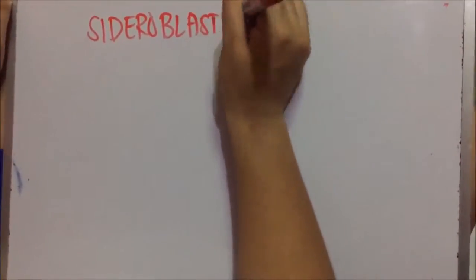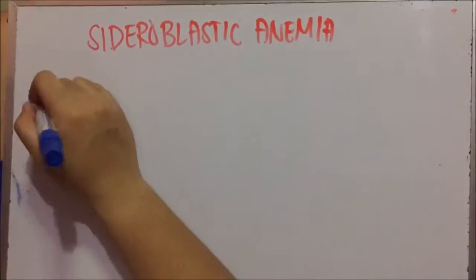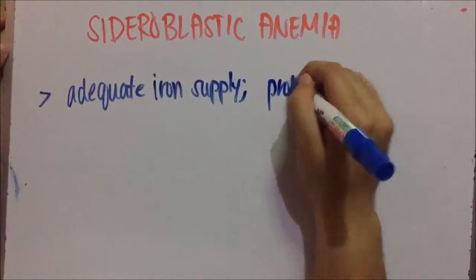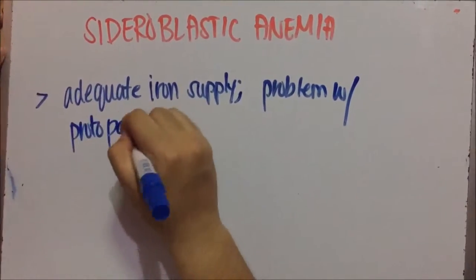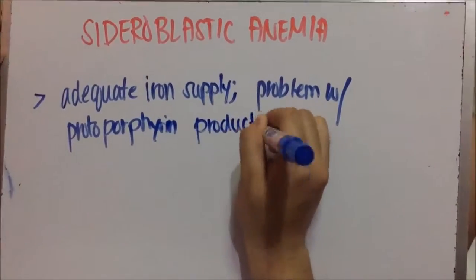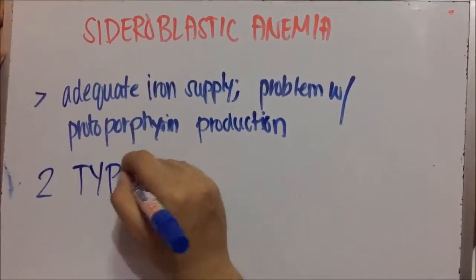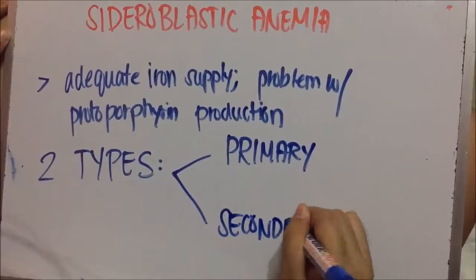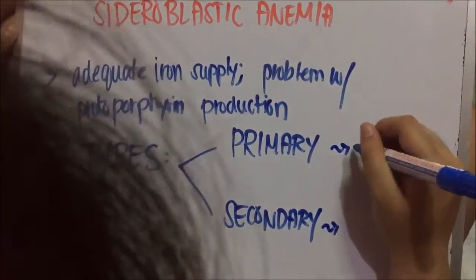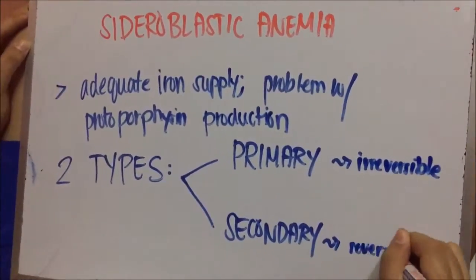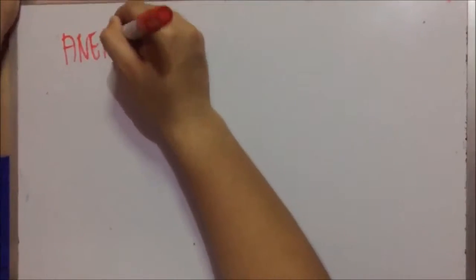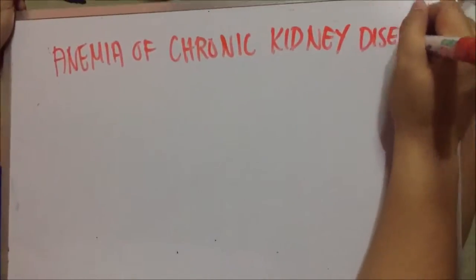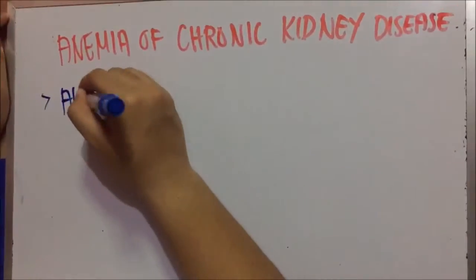Next is sideroblastic anemia. In sideroblastic anemia, there is adequate iron supply but a problem with protoporphyrin production, and it has two types: the first is primary and the second is secondary. Primary is irreversible. Secondary is reversible. Anemia of chronic kidney disease is also known as anemia of renal disease.